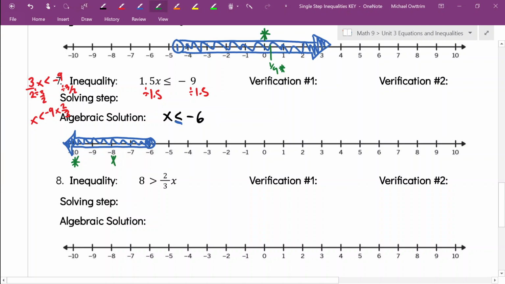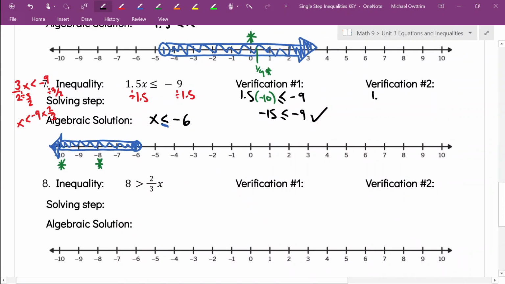Let's do negative 8. It's a little bit easier to do our calculations with. So our verification says that 1.5 times whatever x is should be less than or equal to negative 9. So 1.5 times negative 10 is going to be negative 15. That is in fact less than or equal to negative 9, so that's true. If I substitute in my other point of negative 8, 1.5 times negative 8 should be less than or equal to negative 9. 1.5 times negative 8 is negative 12, and that is in fact less than or equal to negative 9.